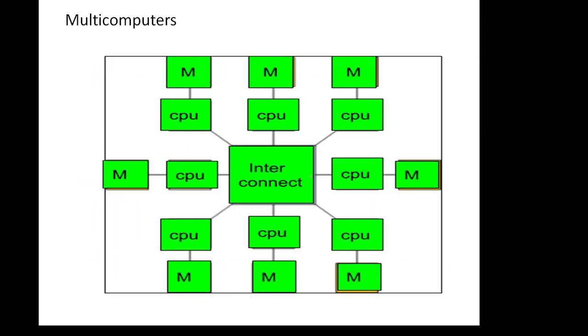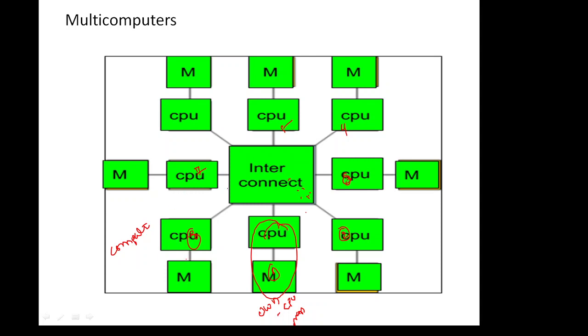Here is the block diagram of a multi-computer. When we talk about a computer, it is going to have its own CPU and memory. This is the first one, this is the second computer, this is the third one, like that fourth, fifth, sixth, 7, 8. Here we are going to have 8 computers. Each computer has its own CPU processor and its own memory.